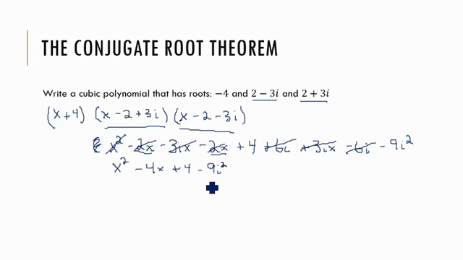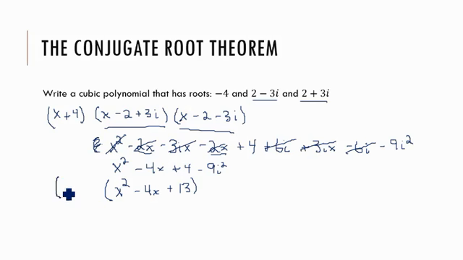Right now you might be thinking, hey, Mr. Beagle, you said that all the i's would disappear. Well, you also might be thinking i squared is equal to negative 1. So therefore, I can incorporate that. So plus 4 minus 9 times negative 1. Negative 1 times negative 9 is positive 9. So 4 plus 9 is 13.